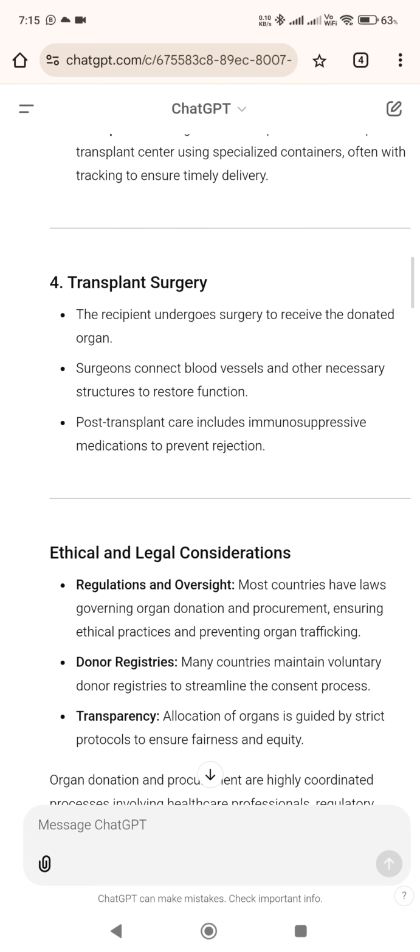4. Transplant surgery. The recipient undergoes surgery to receive the donated organ. Surgeons connect blood vessels and other necessary structures to restore function. Post-transplant care includes immunosuppressive medications to prevent rejection.